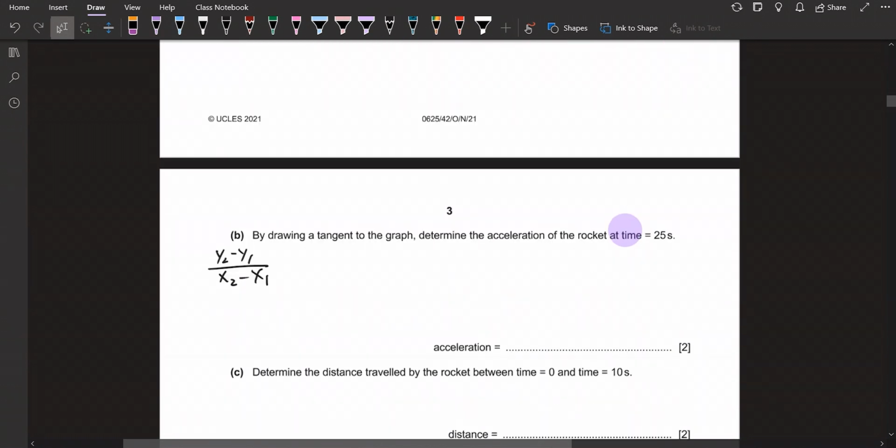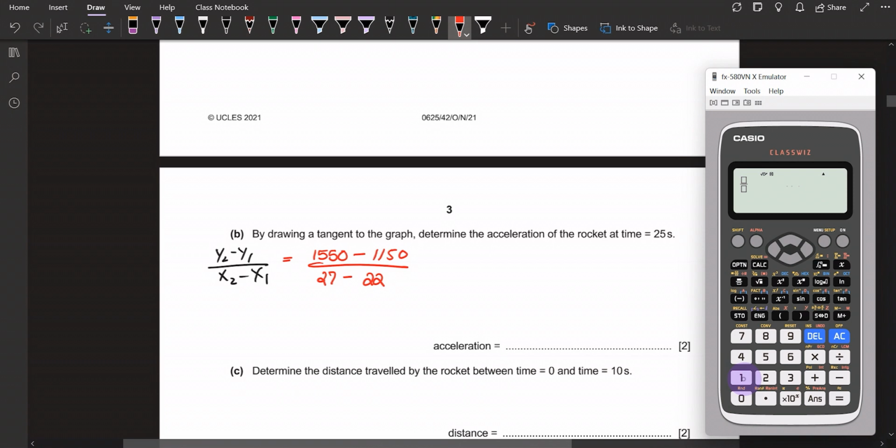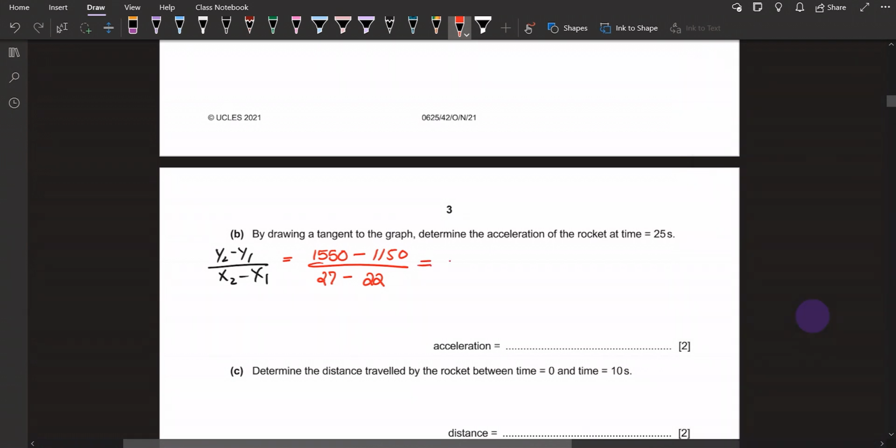So we can plug in our values. We have y2 as 1550 minus y1 as 1150 divided by 27 minus 22, and we get our answer as 400 divided by 5, which is 80. So 80 meters per second squared is gonna be our answer.